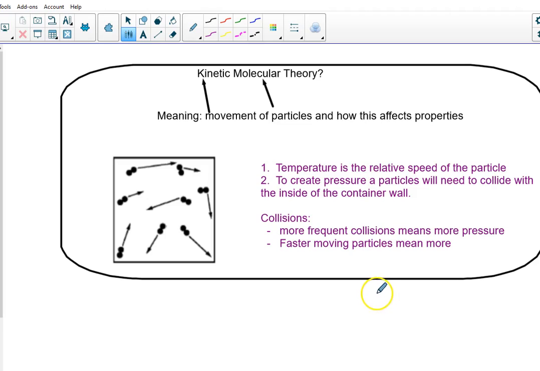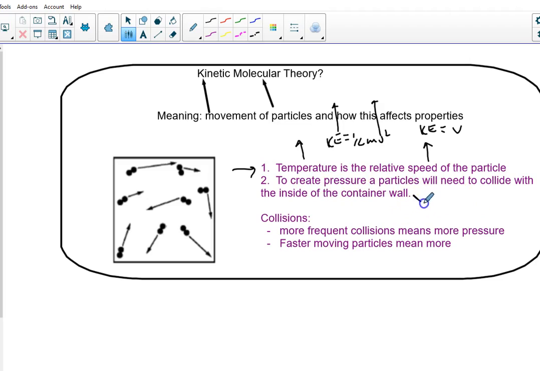Okay, and a few things you want to just kind of have under your belt here. One, the temperature is relative to the speed of the particle. So as I increase my temperature, I increase my speed. They're not exactly linked. They're not exactly the same thing. They're connected by the kinetic energy. Kinetic energy equals 1/2 mass velocity squared. It's not saying kinetic energy equals velocity. That's not what it's saying. But if this one goes up, this one goes up. Okay? They link. To create pressure, a particle needs to collide with the inside container wall.